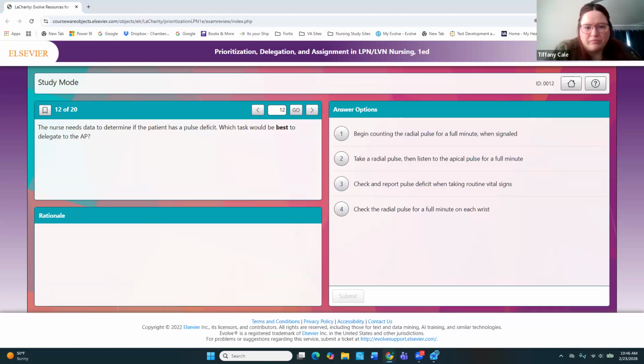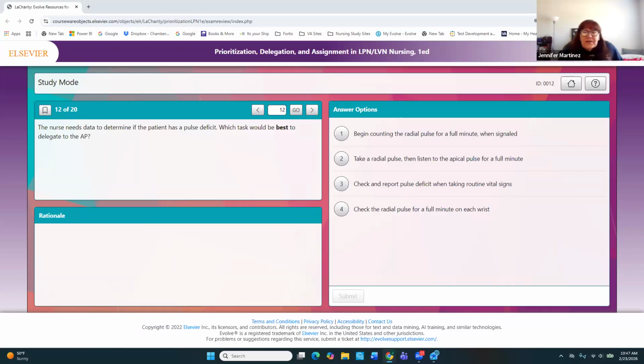So it'd be one: take the radial pulse and listen to the apical pulse for a full minute? You have to do it at the same time. I was saying you have to do it at the same time, so it would be one. Good job.